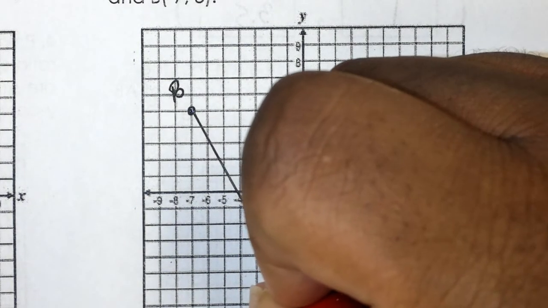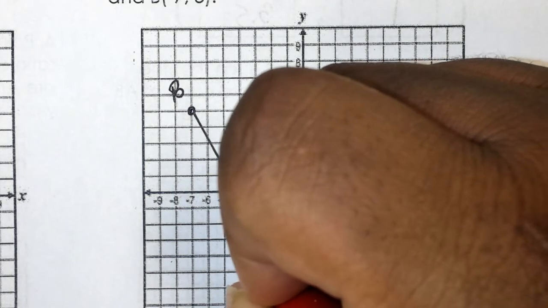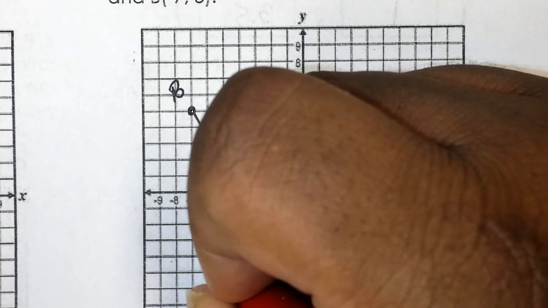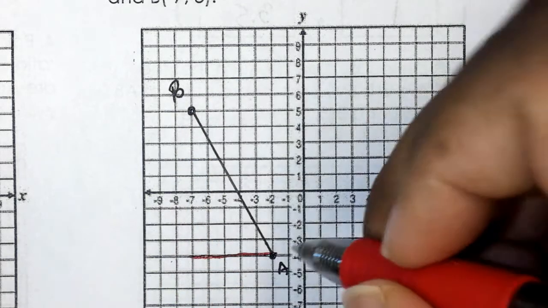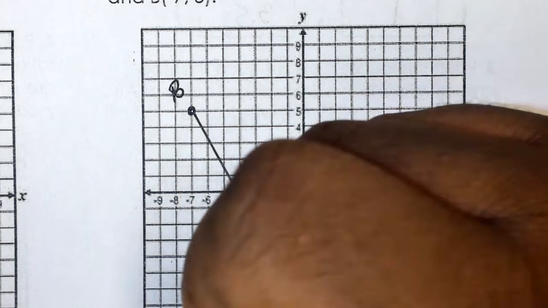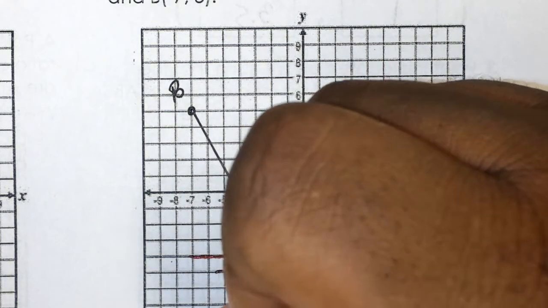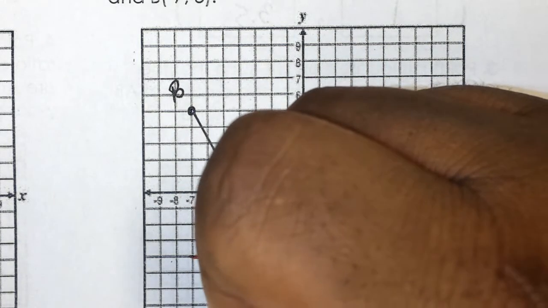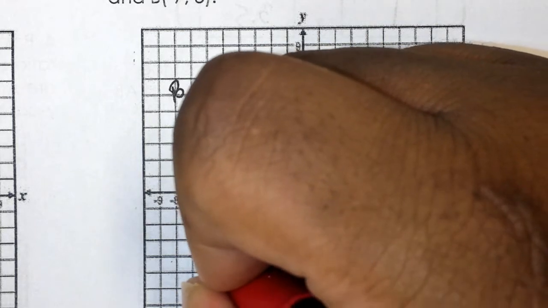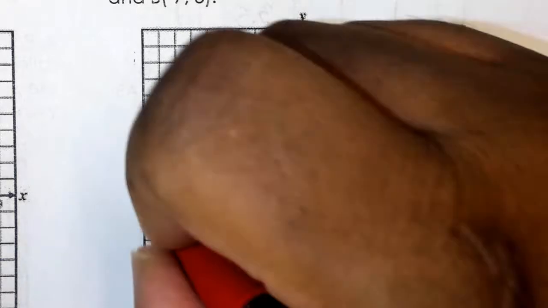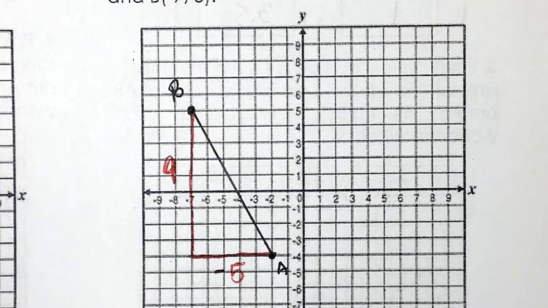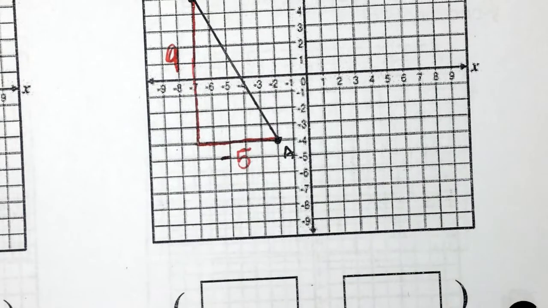So from A to B, the horizontal change going back this way is going to be -5. Vertical change, we're going up, so that's going to be positive, +9. So we got -5, +9. That's our horizontal and our vertical.